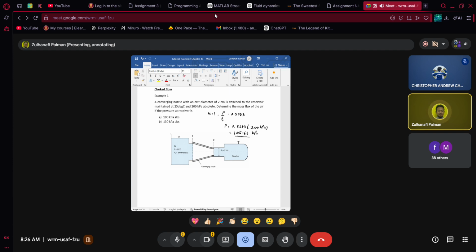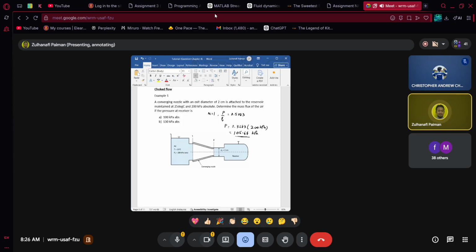What does it mean? In order to get Mach number equal to 1 at the end of this nozzle, the pressure at the receiver must be less than 105.66 kPa. I hope you understand my statements.